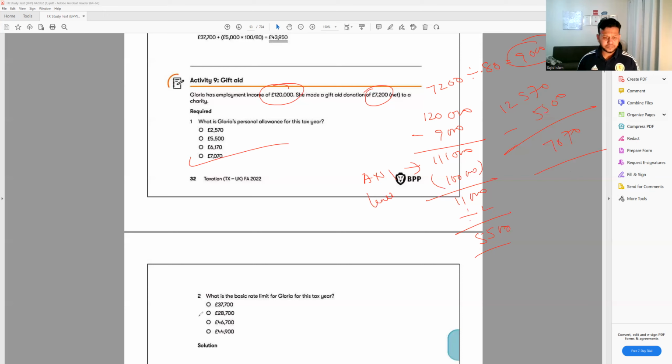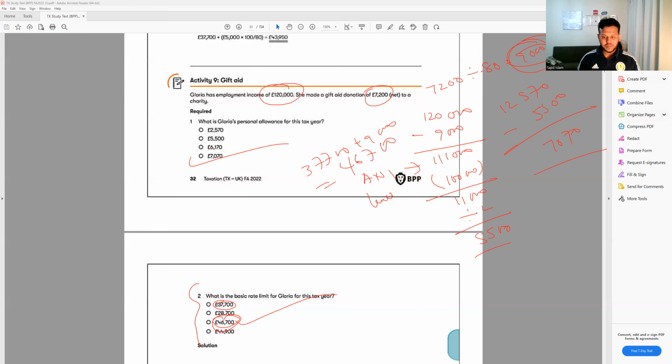It's not difficult. The next one says, what is the basic rate limit? So the basic rate limit will be extended. Let's have a look. Normally it is 37,700, but it's not going to be this one because of the gifted donation. So 37,700 plus 9,000, that is the gross from the gifted donation. So 37,700 plus 9,000 gives me 46,700. So where is the 46,700? That's the one.